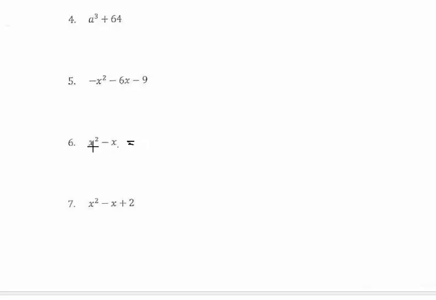Here, x squared minus x has a greatest common factor, x. And if I factor out that x, this first term now becomes an x and the second one a 1. And we are finished. It's as far as you can factor that one.